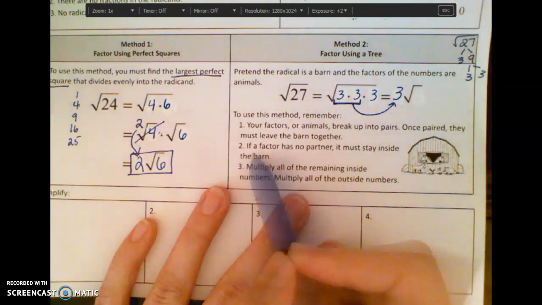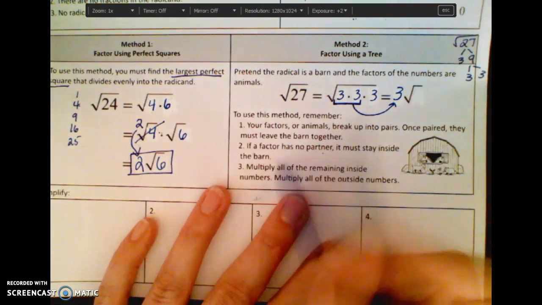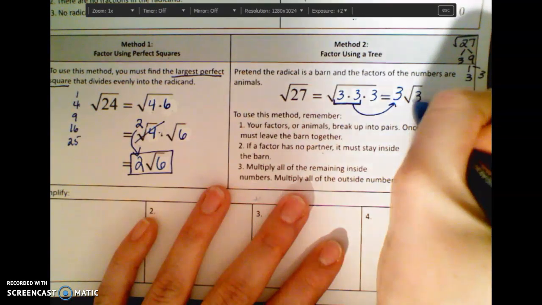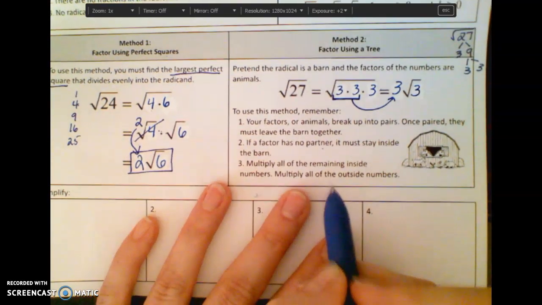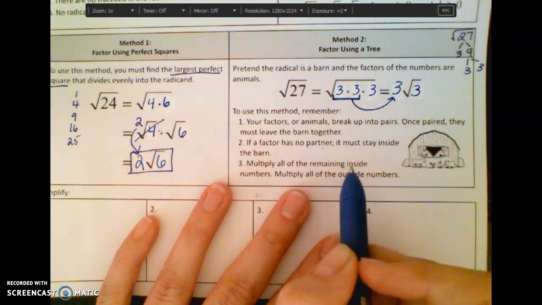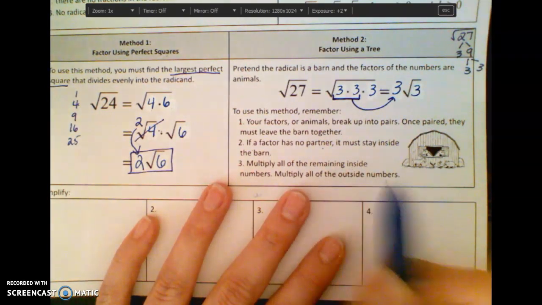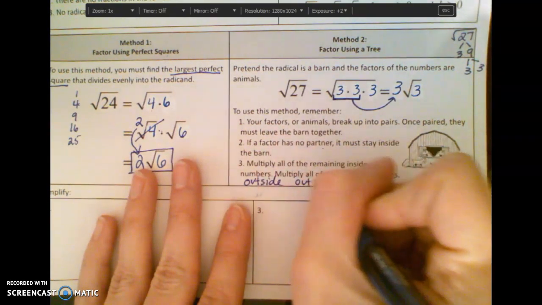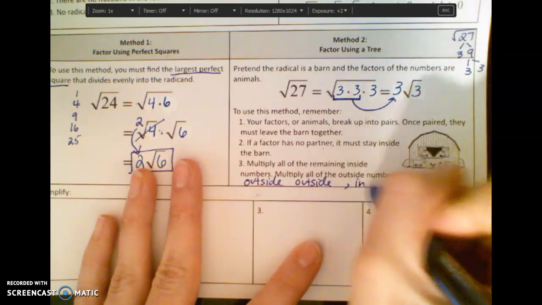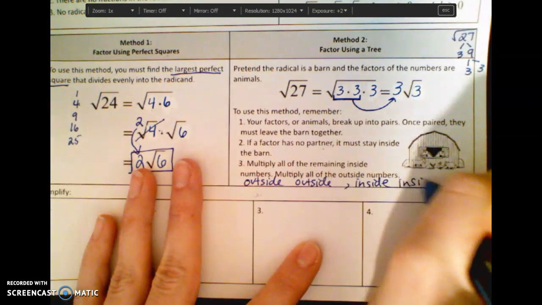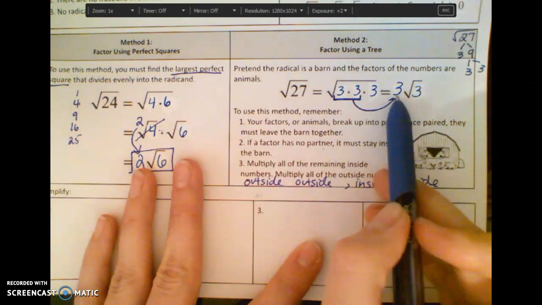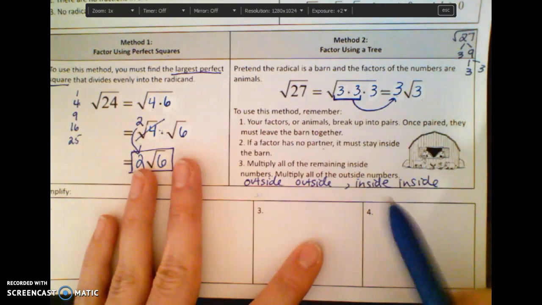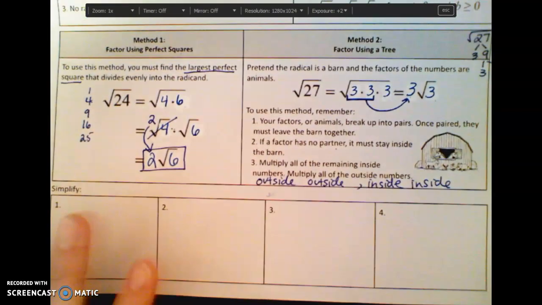Then it says if a factor has no partner, it must stay inside the barn. Well, this little 3 here, that animal is all alone, so it's going to stay inside the barn. And the last thing we'll do is multiply all of the remaining inside numbers and then all of the outside numbers. So what I'll say for this sometimes is outside, outside, and then inside, inside. And that just means we look on the outside, see if there's anything to multiply. Look on the inside, see if there's anything to multiply. That'll make more sense later. Okay? So let's go do some examples and I will show you both methods.